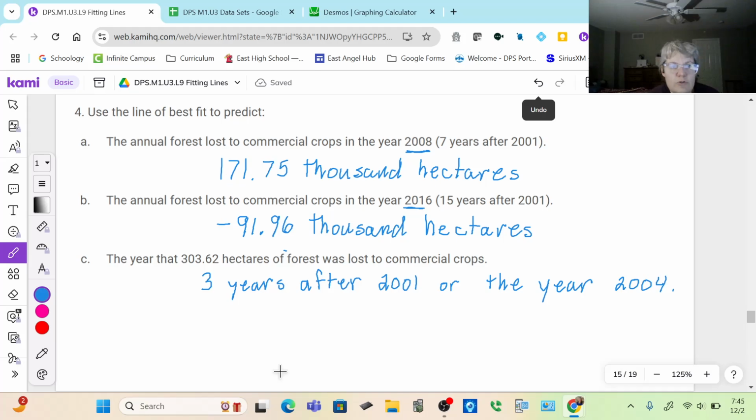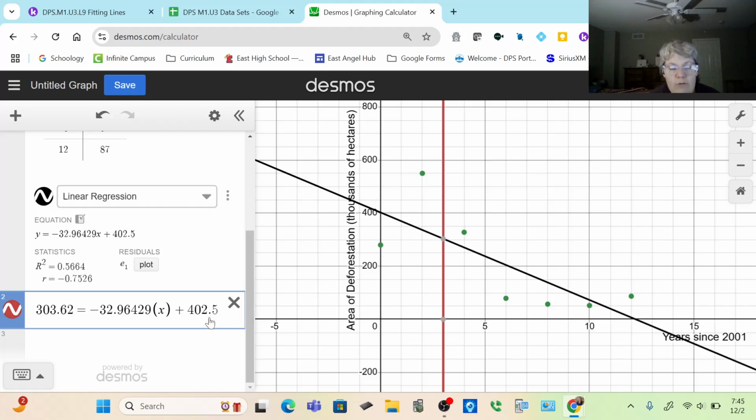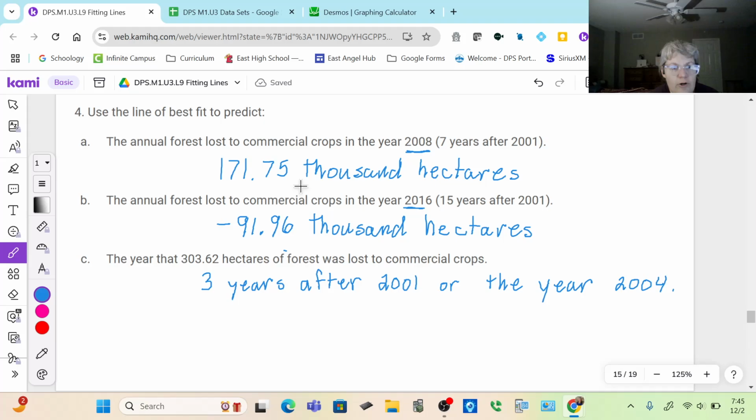So that's how we can use the line of fit to predict, and how we can use it right within Desmos, replacing our variables with the input or output that we have, and using Desmos to find our answers.